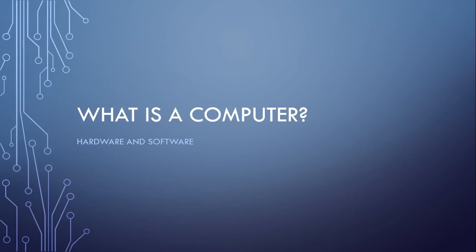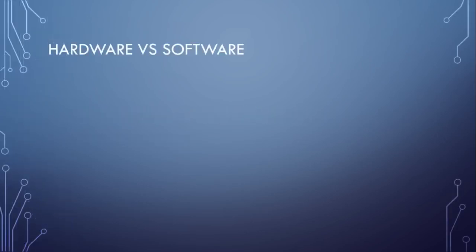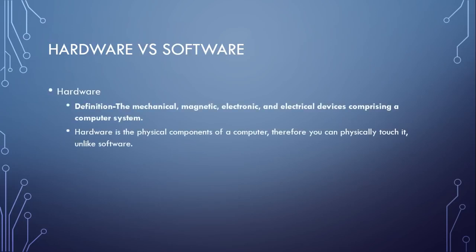Today we're going to discuss in our topics of what a computer is by discussing the ideas of hardware and software. So let's define the differences between hardware and software to get started here. So with hardware, the definition of that is the mechanical, magnetic, electronic, and electrical devices comprising a computer system. Now, the easy way to remember what hardware is that it's the physical components of a computer. Therefore, you can physically touch it, unlike software.